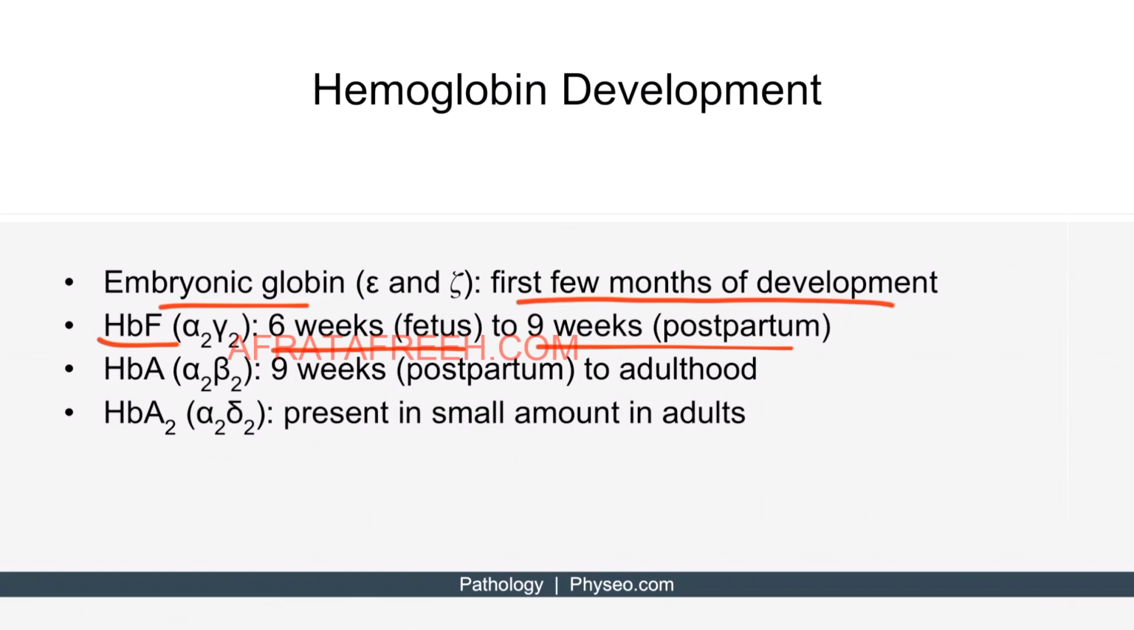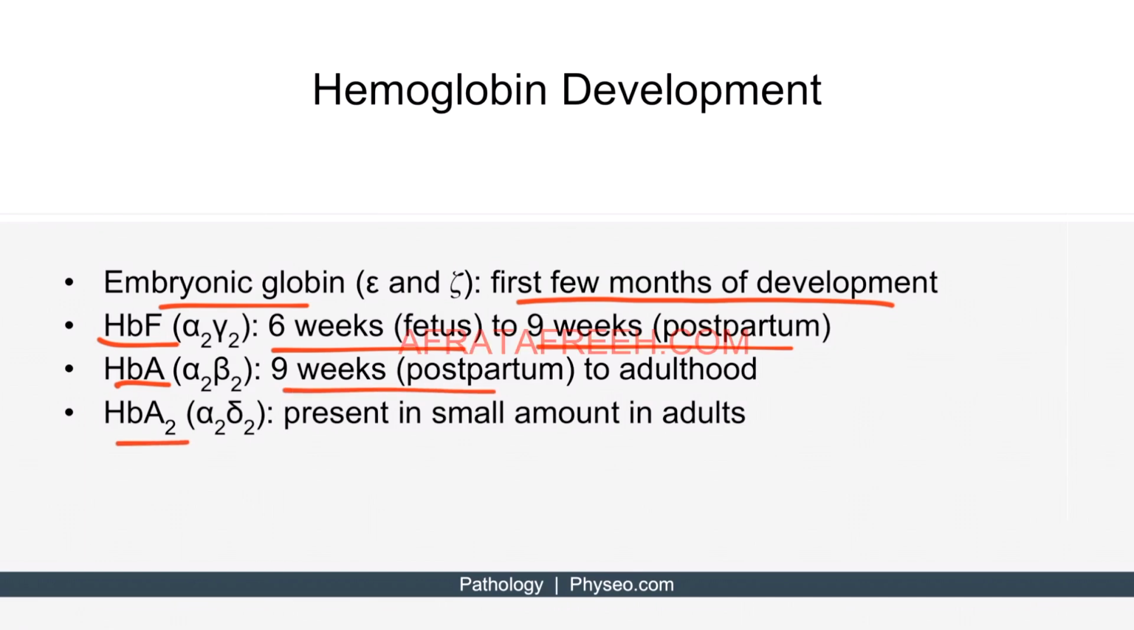It has a very high affinity for O2, which means that it binds O2 tightly. In this way, fetal hemoglobin can pull oxygen from the placenta and deliver it to the baby's tissues. Adult hemoglobin, also known as hemoglobin A, is made up of alpha and beta chains and begins to increase around 9 weeks postpartum and is the main type of hemoglobin in adults.